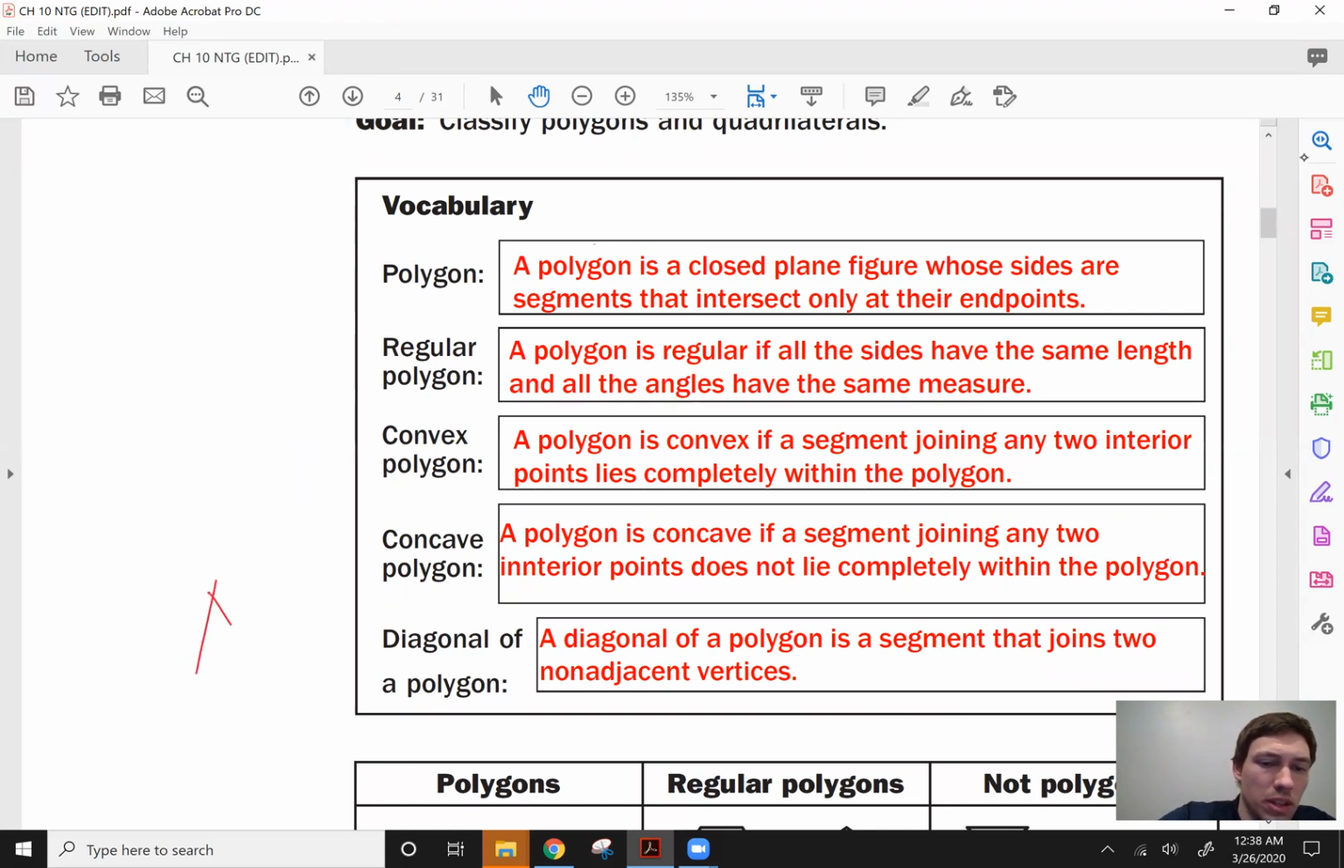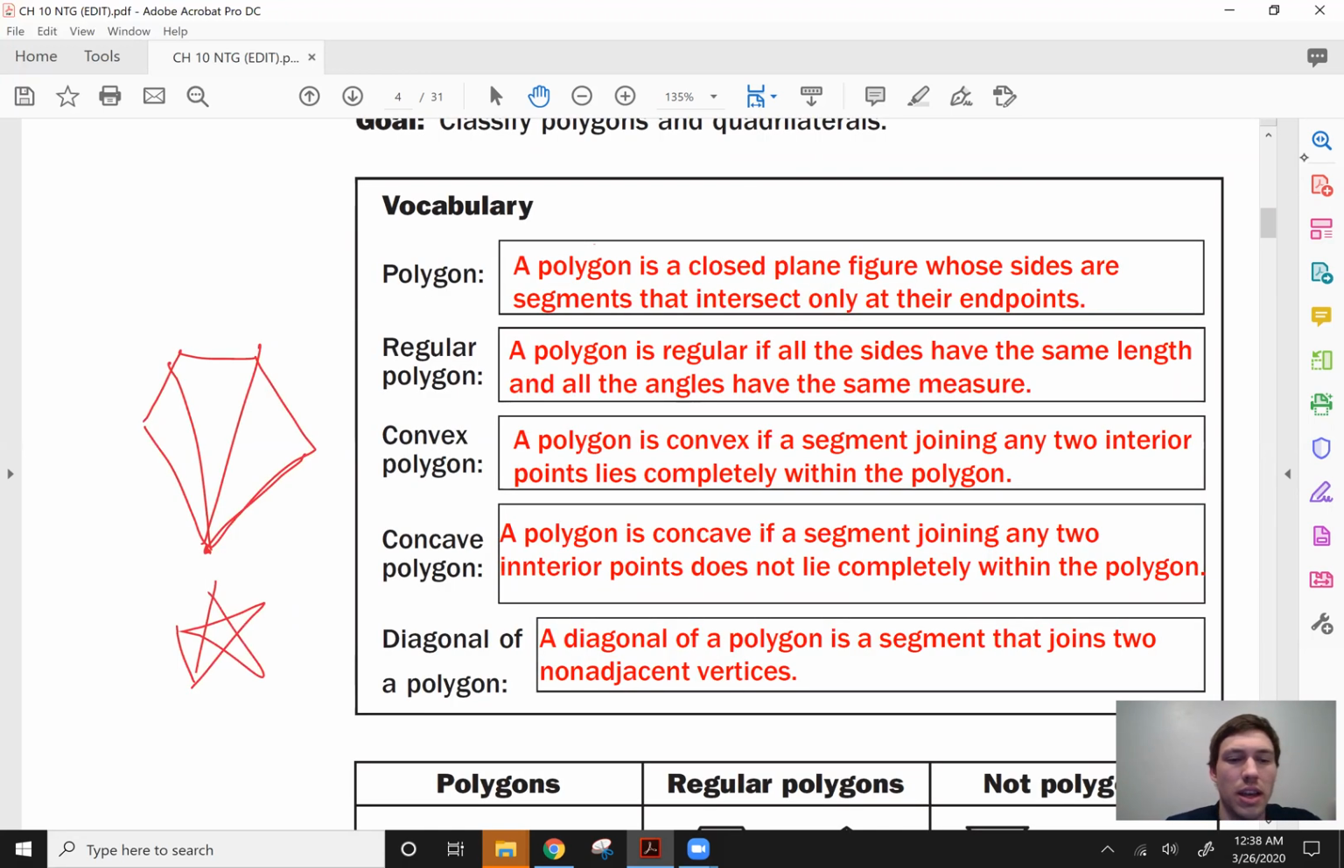However, if it was something like a star, notice I can get from here to here, and I'm on the outside of the polygon. So this would be considered concave because of the little cave that it makes here. This shape would be considered convex. Okay, so that's the difference with those. And then a diagonal is a segment that joins two non-adjacent vertices. So this is a diagonal, that's a diagonal in that case.